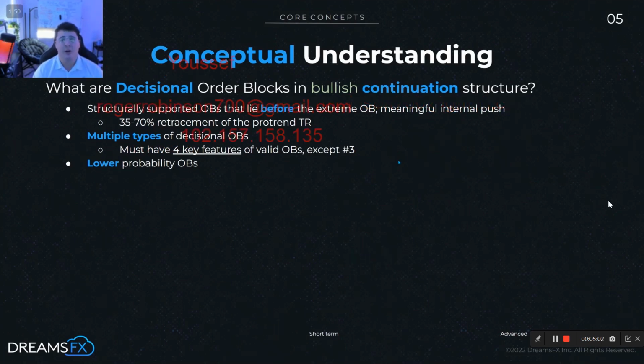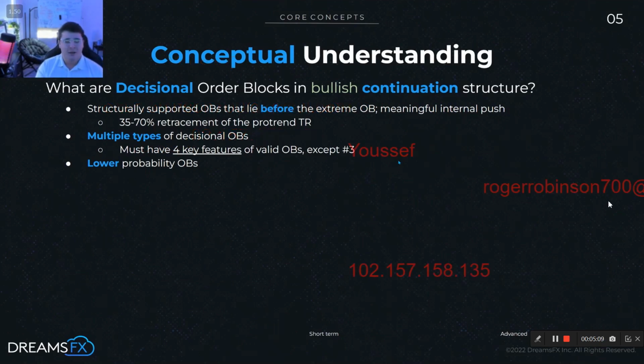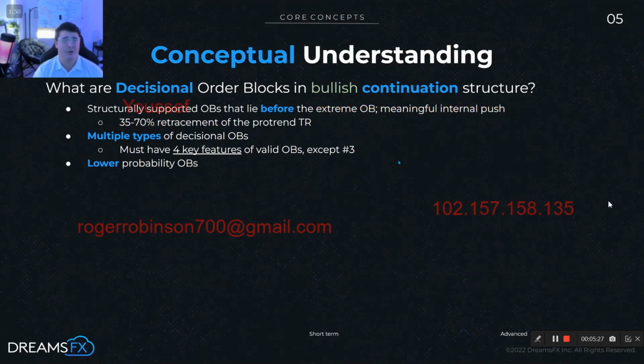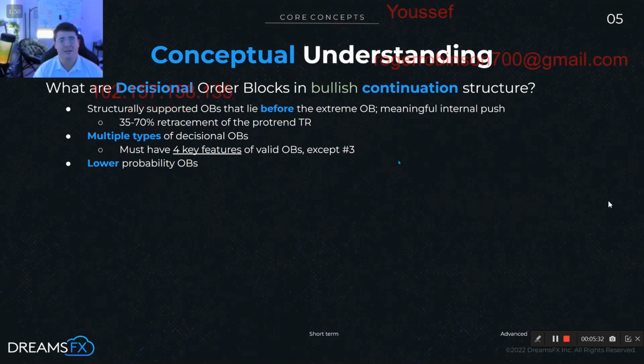While you are going to be learning all these different types of decisionals, let me remind you, it doesn't mean that you're going to be trading all of them all the time. Just throwing that out there. Compared to extremes, as you're going to be seeing at the end with our takeaways, decisionals must have 3 out of the 4 core features of a valid OB, such as imbalances, the order block sweeping liquidity, the order block creating an expansive move, and having liquidity lie before it. One of those does not need to happen. In this case, that is liquidity being swept.